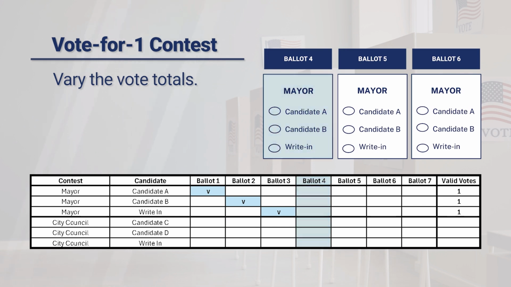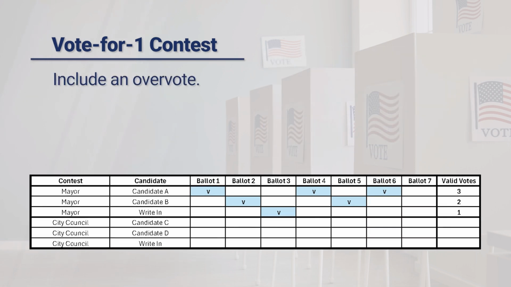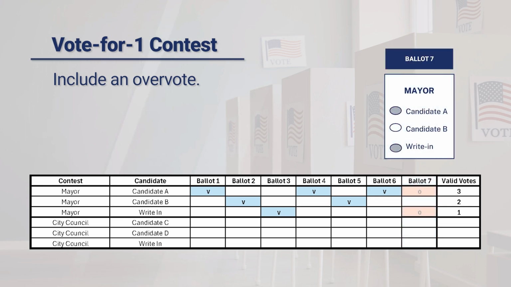Ballot 4, Candidate A, vote. Ballot 5, Candidate B, vote. Ballot 6, Candidate A, vote. Include an overvote. This tests that the system knows how many valid votes are allowed in the contest. Add a 7th ballot with an overvote. Because overvotes are not valid, the totals should remain the same.